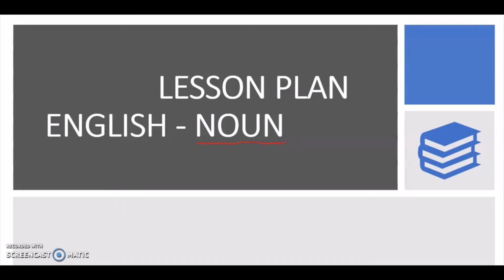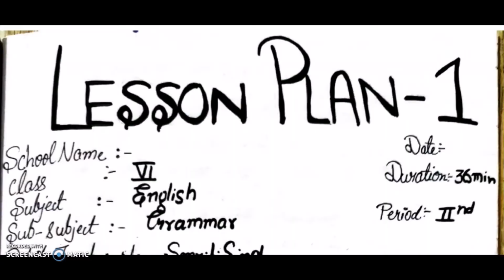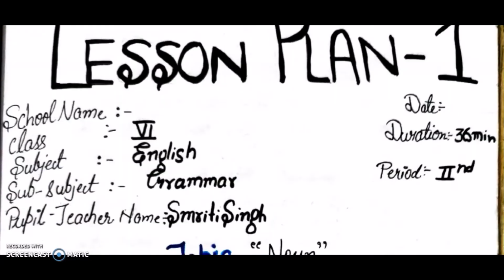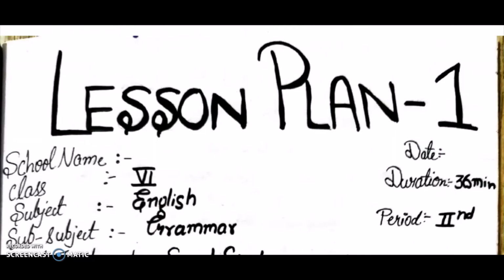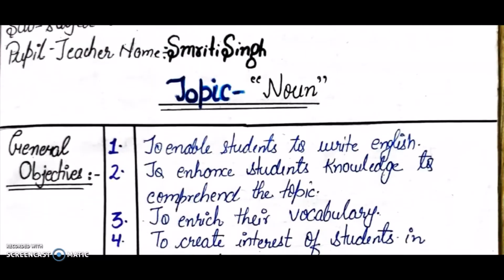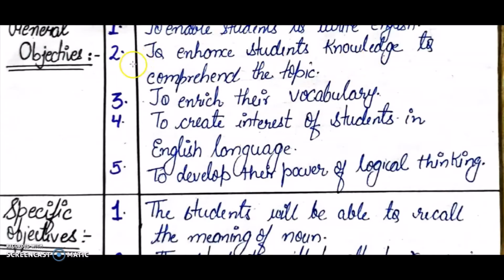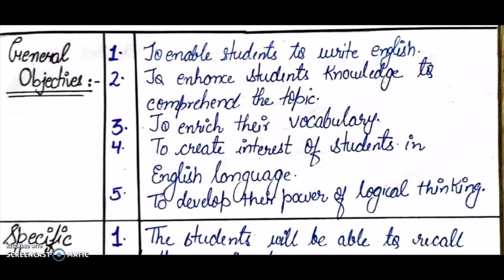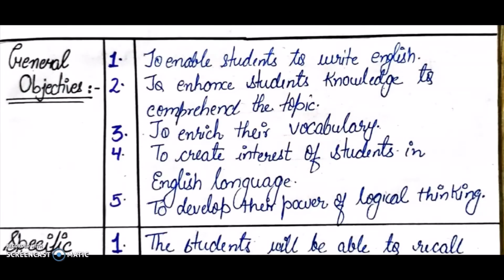So before getting into the class, the teacher makes some objectives. Those objectives are divided into two parts, that are general objectives and specific objectives. And what are general objectives? General objectives are related to the subject. For example, noun comes under English grammar. So when we teach students noun, we will first tell them the general objectives, that is, what will happen by teaching English grammar. For example, English grammar will enrich the vocabulary of the students and many other points.